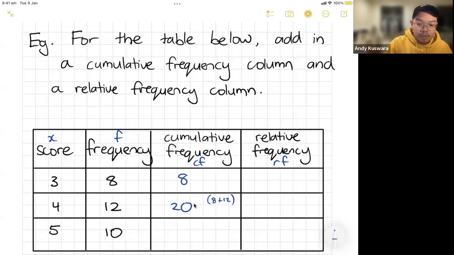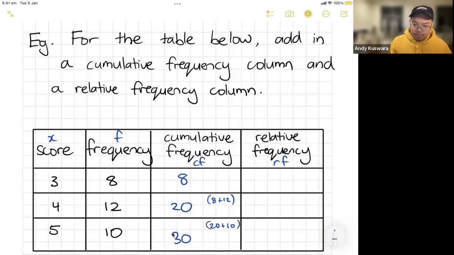And then by the time I've counted all the 5th scores, or score number 5, I've got 20 scores previously and I've got 10 of these scores. That means it's going to be 20 plus 10, and that's going to give me a total of 30 scores. That means there's a total of 30 people doing this table information thing.